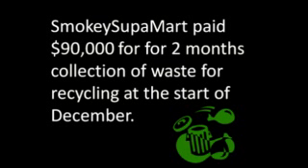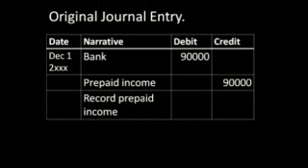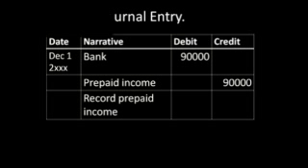Consider this adjustment for Smoky Supermart, who paid Green Days $90,000 at the start of December. This was recorded as prepaid income. Now we are at the end of December and an adjusting entry is required. The original journal entry debited the bank with $90,000 and credited the liability of prepaid income with $90,000.